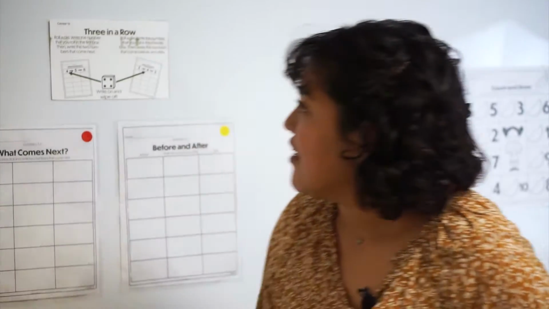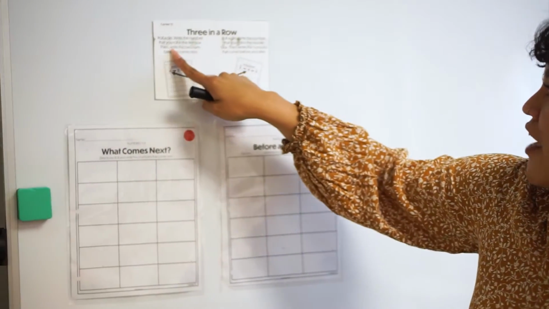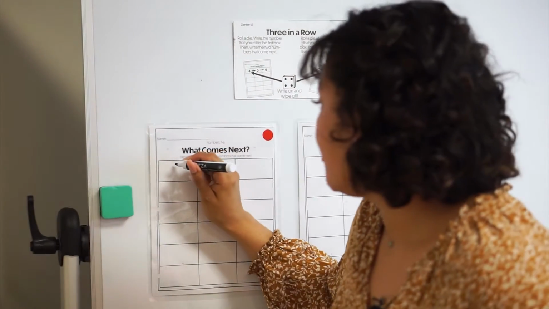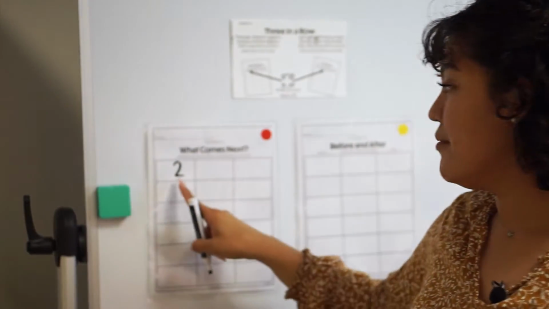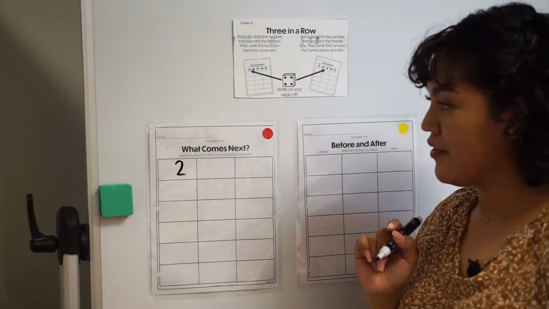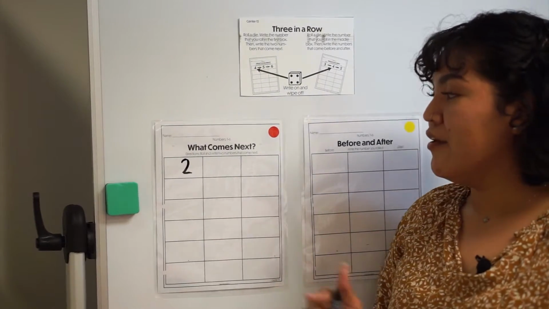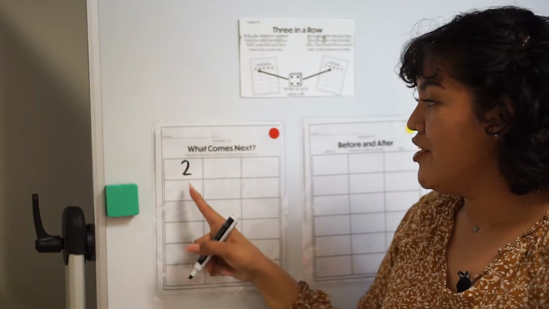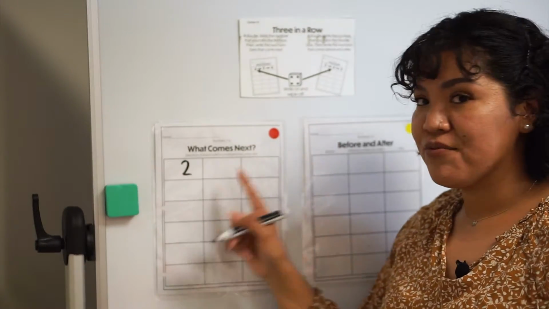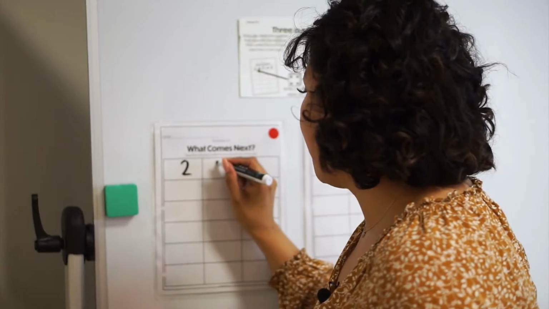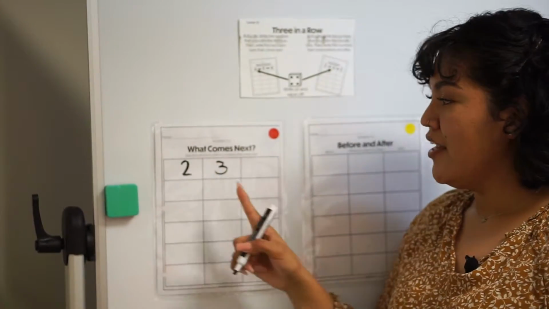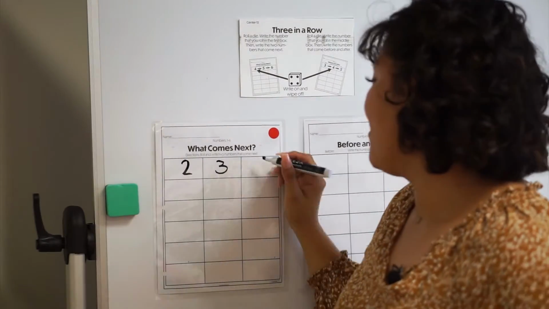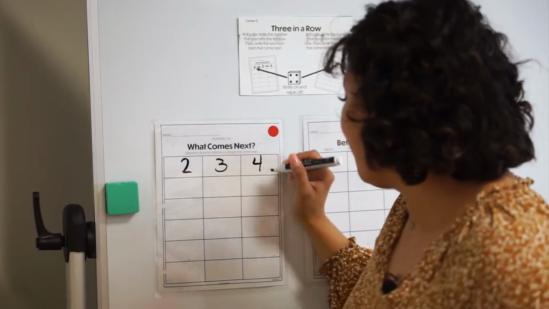So our directions say, write the number that you roll in the first box. So since we rolled a number 2, we're going to put the number 2 right there. And then we're going to write what comes next after 2. So we have 2, 3. So we're going to write a number 3 right there. And what comes after 3? 4, right. 4 comes after 3.